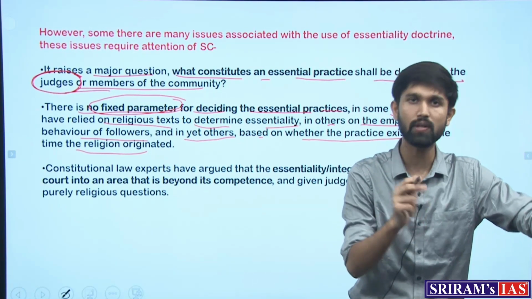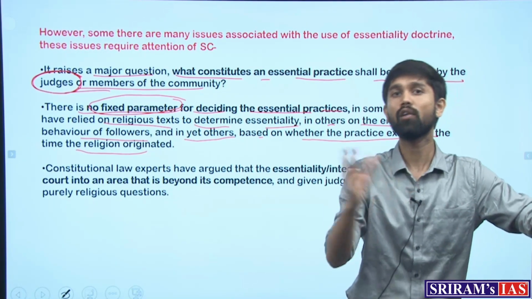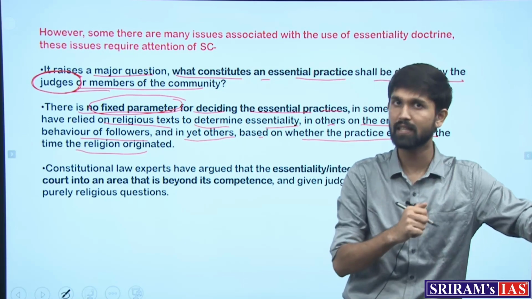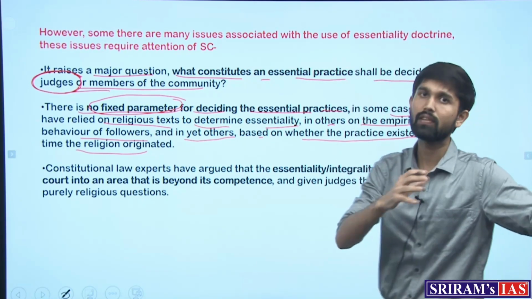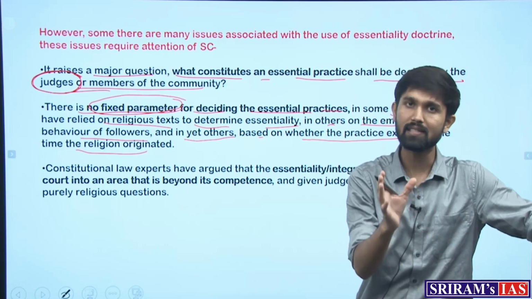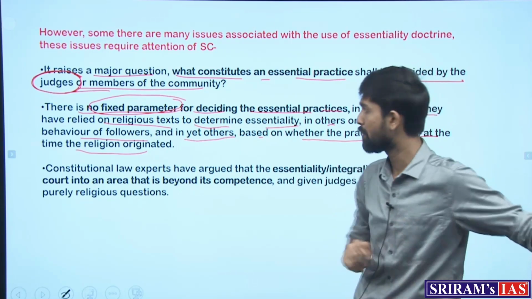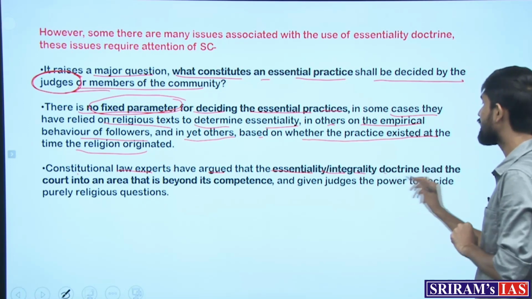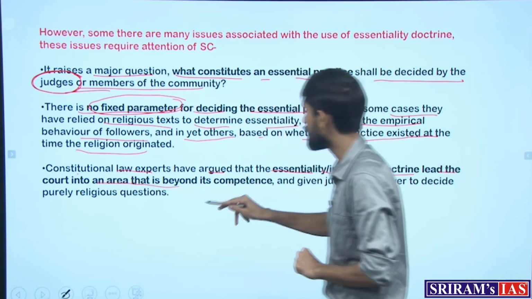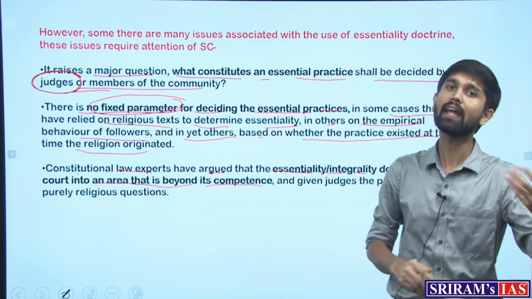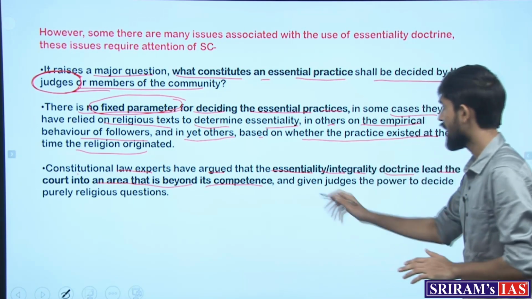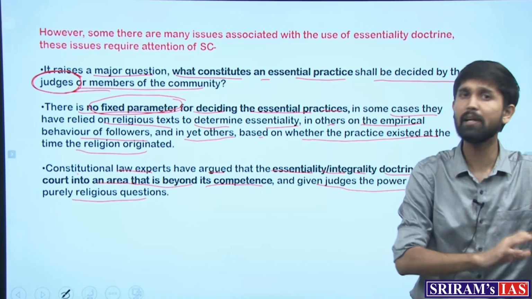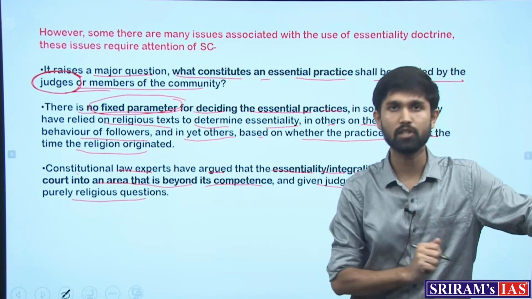And whenever there is discretion, there can be a case of favoring one community or one practice over the other, causing discomfort or displeasure in the other section which is facing the problem. So that becomes a major drawback of this kind of a practice. It does have its intent in the right place, but there are certain pitfalls. And then constitutional law experts have argued that the essentiality or the integrality doctrine led the court into an area that is beyond its competence. Like we saw, they are not experts in theological studies or religious matters, and yet are given the power to decide purely religious questions. So these are some of the fundamental problems existing with the essential practices doctrine.